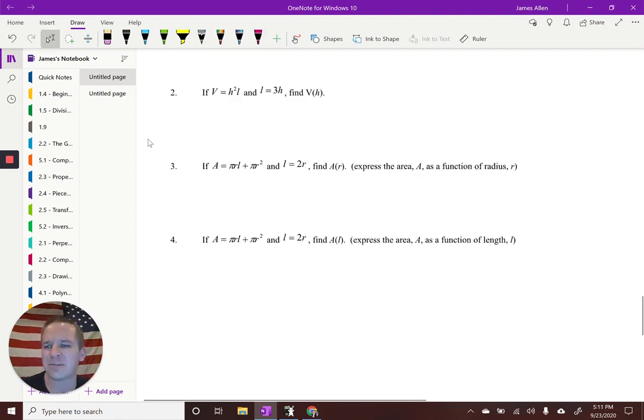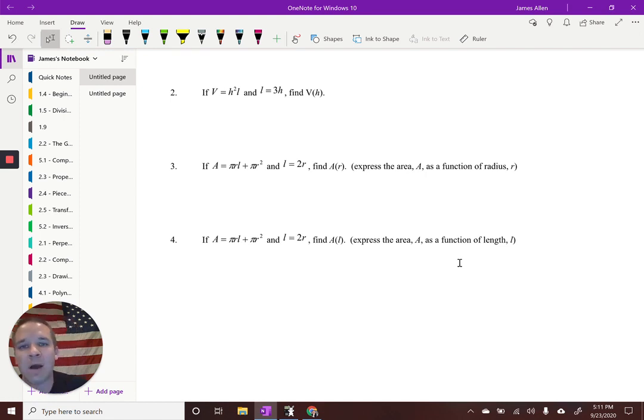All right, we're going to do a few little exercises here dealing with our application problems, and then we'll actually apply it. So we have if V is equal to h squared L, so some volume formula, and the length L equals 3 times the height, find the volume as a function of the height. So this is not only important in this class, but also very, very important in your AP Calculus classes.